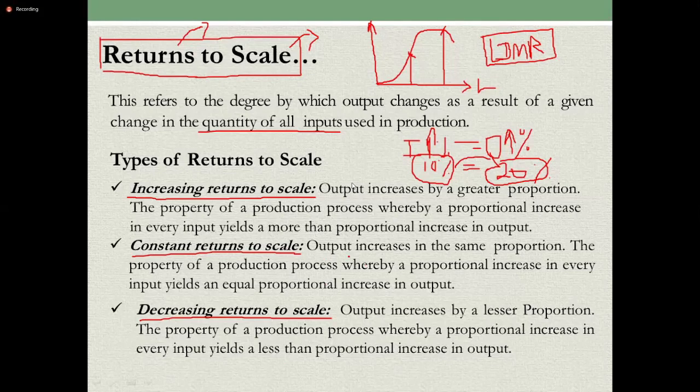So the output increases in the same proportion, right? Here it is not a greater proportion. The property of production processes whereby a proportional increase in every input yields an equal proportional increase in the output. That means the input yields the same output proportion, right?